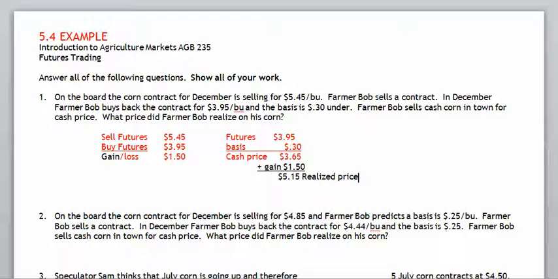Another way to do this is we look at our initial transaction. Our initial move was to sell at 5.45, and then we take the ending basis off of that, and that's 30 cents. So 5.45 minus 30 cents is also 5.15. I wanted to do it the long way so you see where that price comes from, but a way to double check yourself is always to take the initial move and then take away basis.